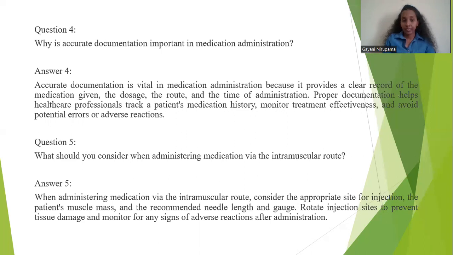What should you consider when administering medication via the intramuscular route? The last question. When administering medication via the intramuscular route, consider the appropriate site for injection, the patient's muscle mass, and the recommended needle length and gauge. Rotate injection sites to prevent tissue damage and monitor for any signs of adverse reaction after administration.